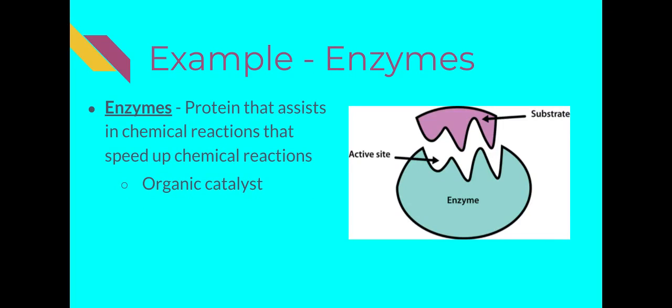Enzymes is our next one. Enzymes are proteins that assist in chemical reactions that speed up those chemical reactions. They're also called organic catalysts. A catalyst is a substance that's going to speed up a chemical reaction to where it is fast enough for an organism to survive. Without enzymes, your chemical reactions in your body would not happen quickly enough to actually keep you alive. So enzymes are super important.